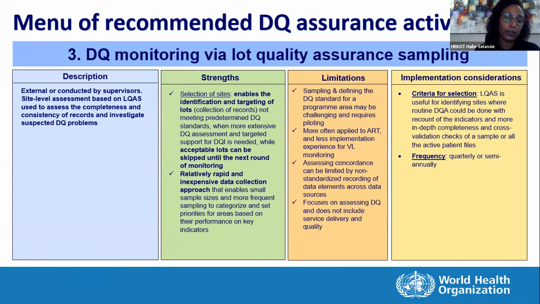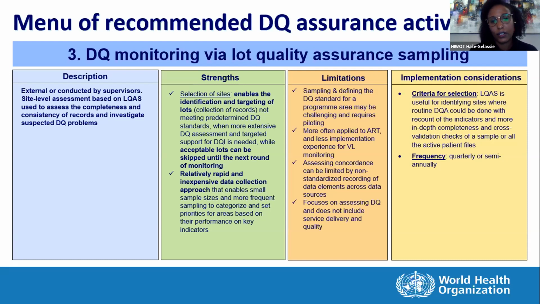The third menu, or the third activity included in the menu, is data quality monitoring that uses a sampling approach called lot quality assurance sampling, or LQAS. And this is borrowed from the manufacturing sector. And it's, again, doing data completeness and consistency checks. But you can say the benefit of this is that it's a fairly quick and inexpensive approach to data collection. So you can use smaller sample sizes.